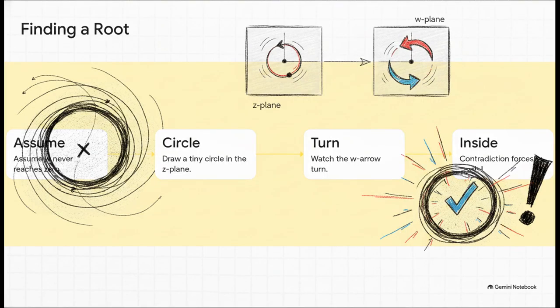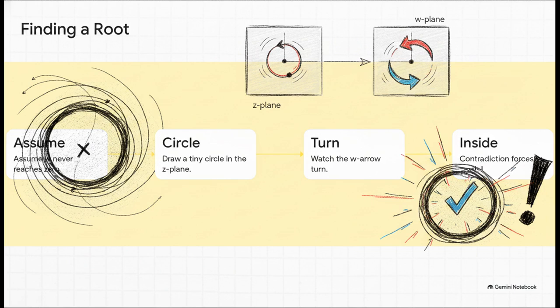So, how do we prove this? We get to use this incredibly elegant geometric proof by contradiction. Let's play devil's advocate for a second. Assume w never reaches 0, that there's absolutely no root. Imagine this forbidden, invisible force field around 0 that our output can never, ever enter.